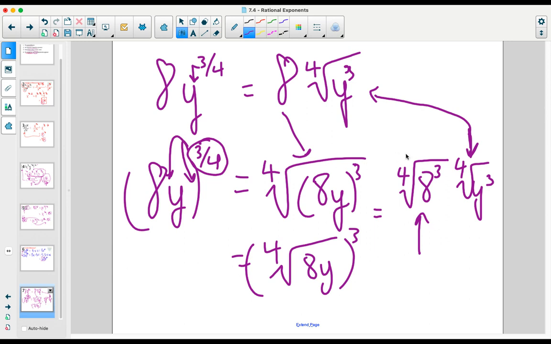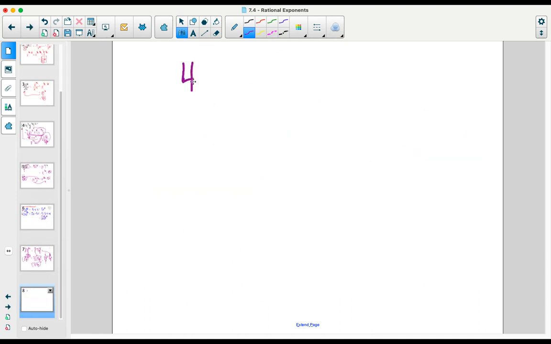8 to the third power is 512. The fourth root of 512 is a number that's 4.7 something. That is irrelevant to the question. The more relevant point is that this is not something that is easy to evaluate. In those circumstances where you think you can evaluate it, however, you want to keep in mind that you have two options in terms of how you write that.